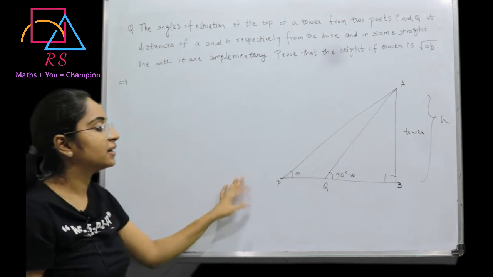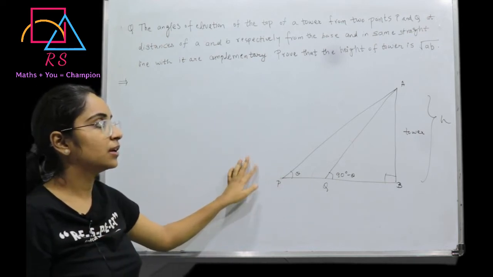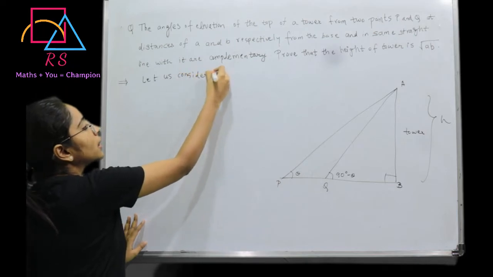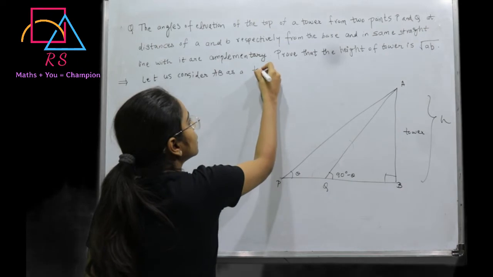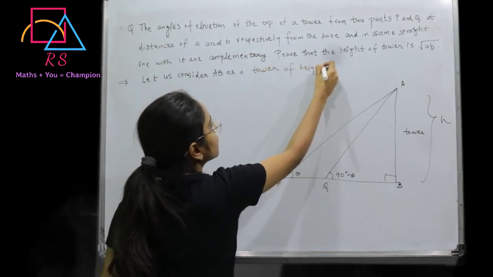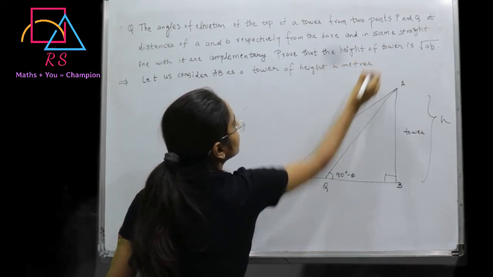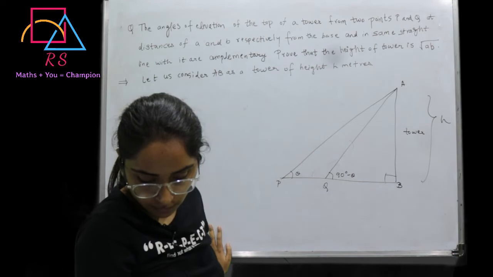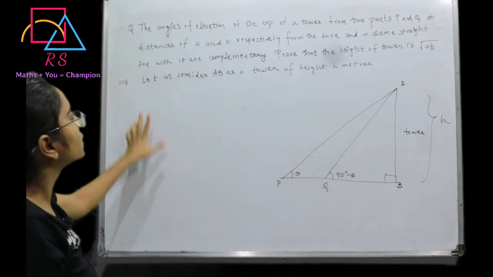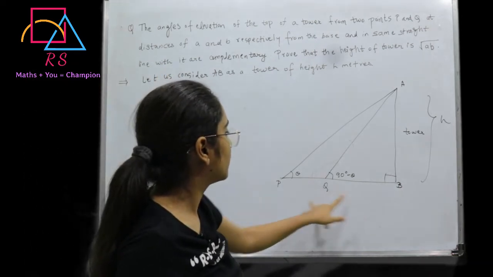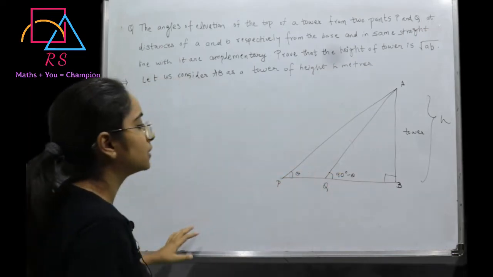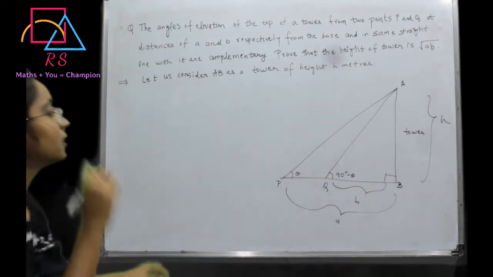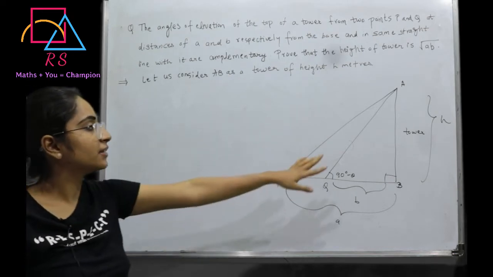So first of all, I'll write the given part which I can conclude from the diagram. Let us consider AB as a tower of height h meters, and we are given the distances. BP is given as A and BQ is given as B. So we know BP as A and BQ as B. I will write it here. And next we have considered the tower.